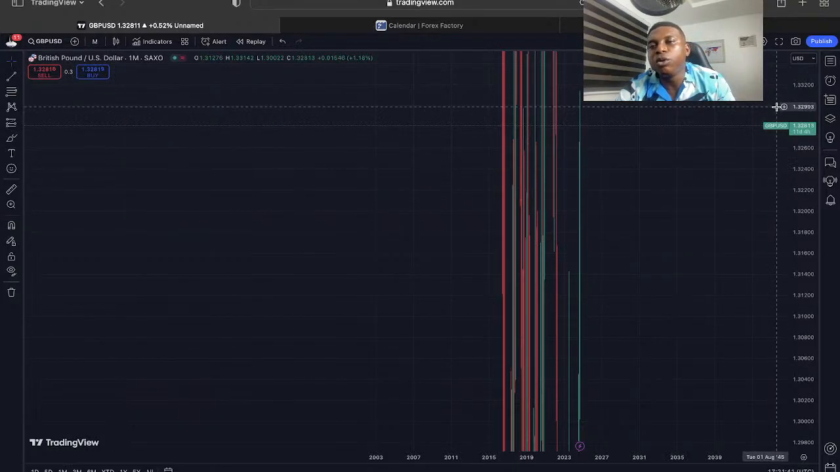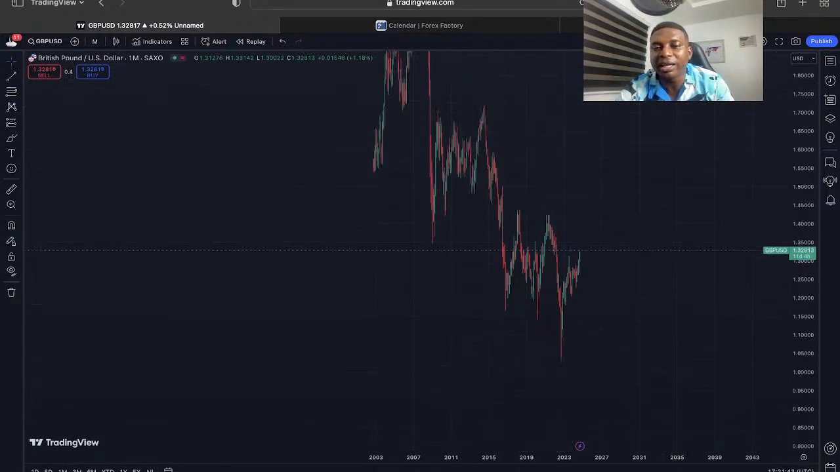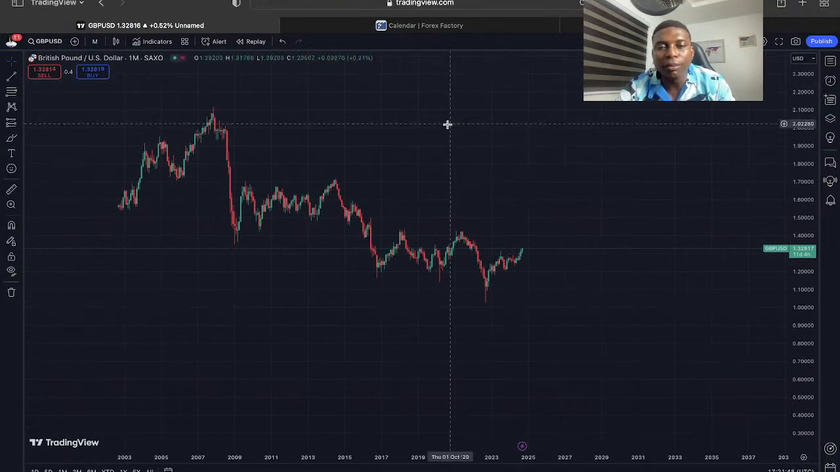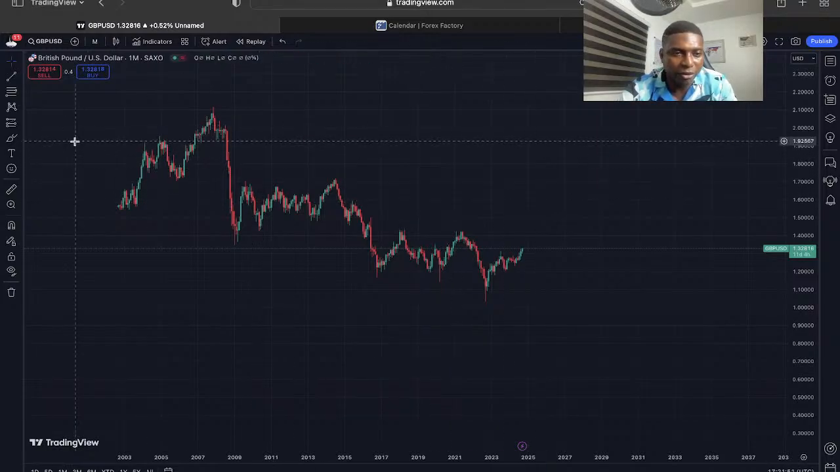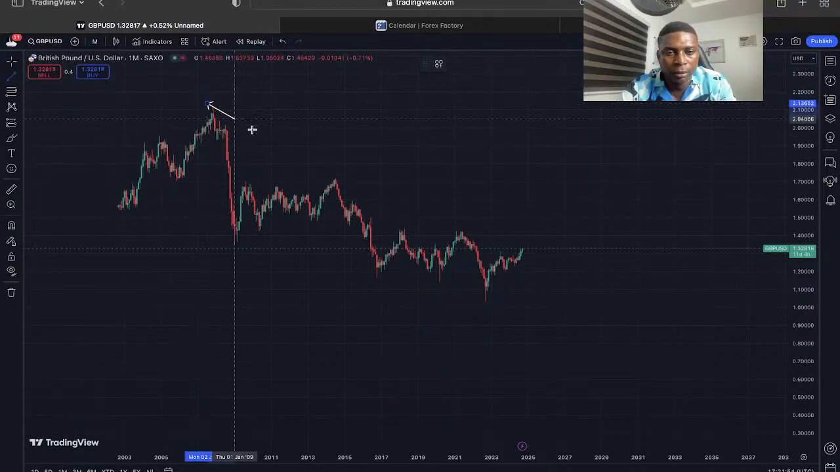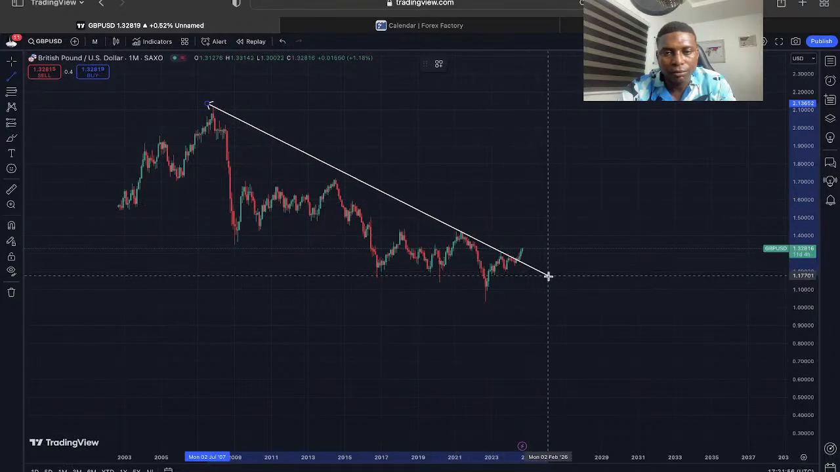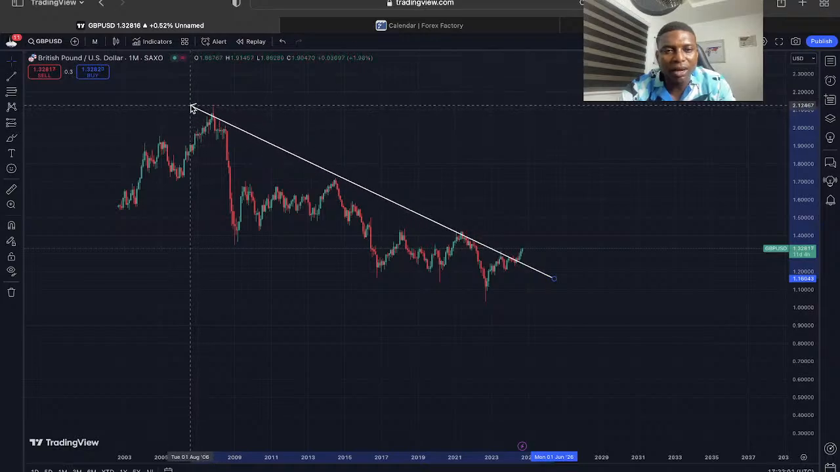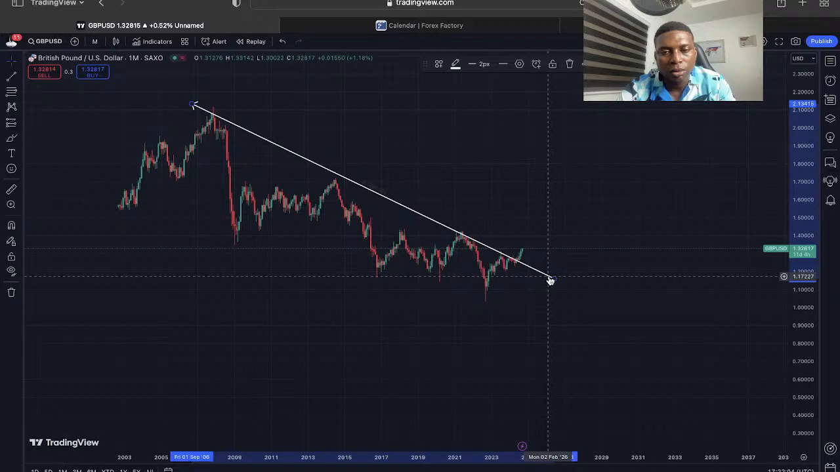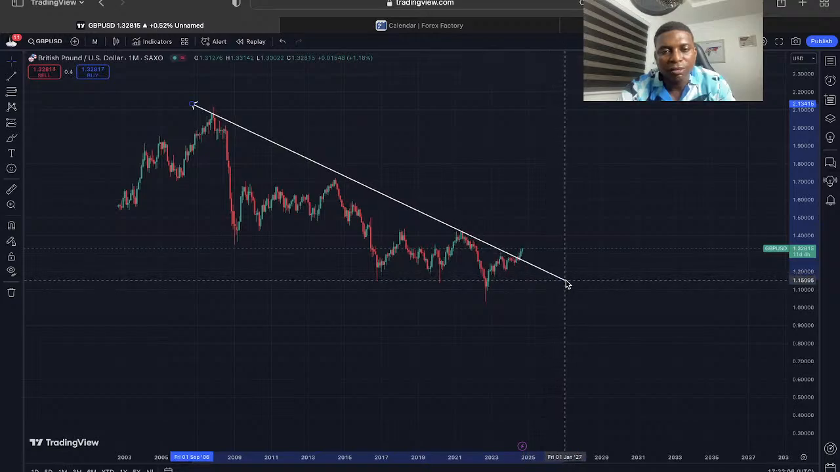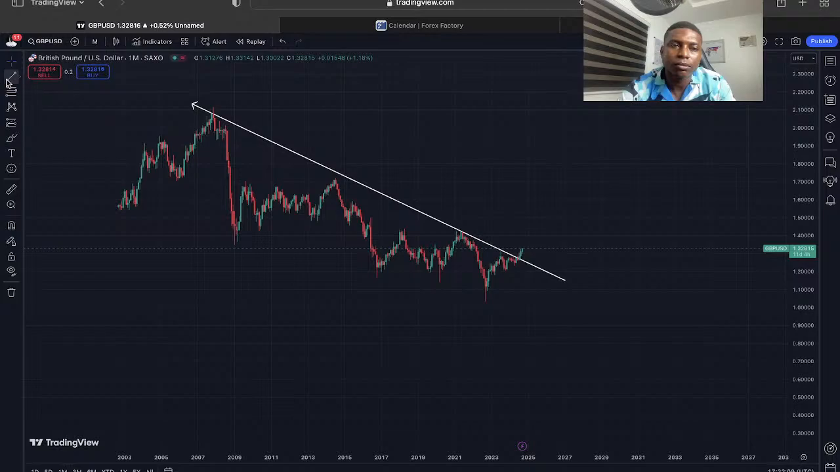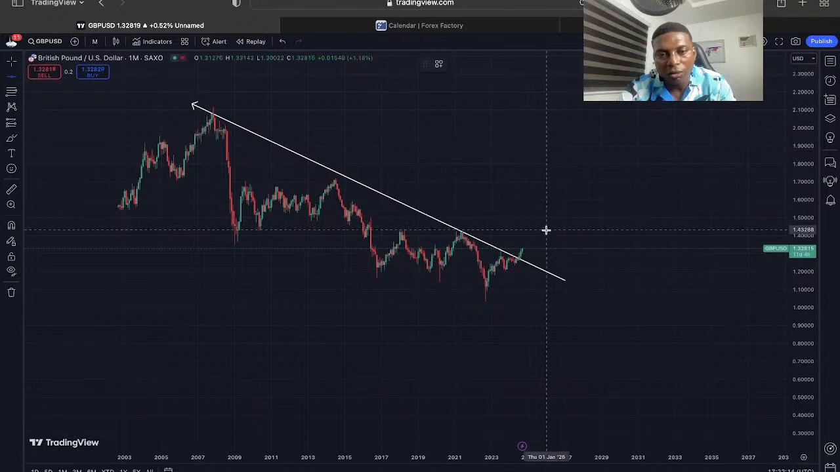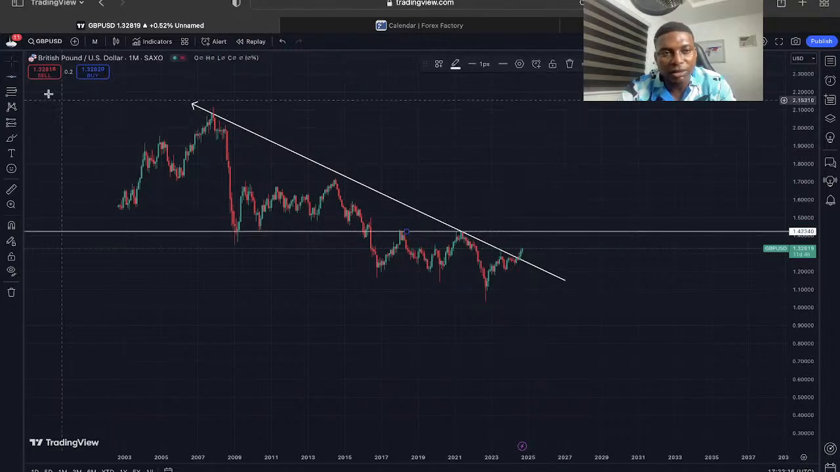It's on the monthly time frame that we get to understand the market structure. What is the market structure on the monthly time frame? On the monthly time frame, we can see that the market structure has been broken. And let's map out levels of support and resistance.